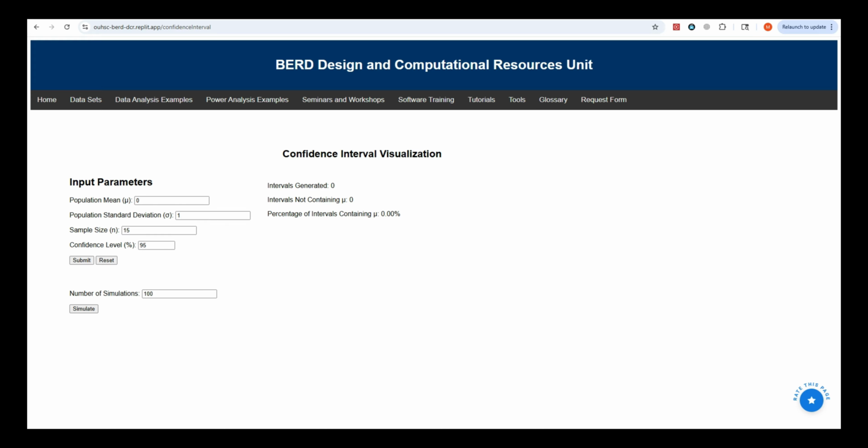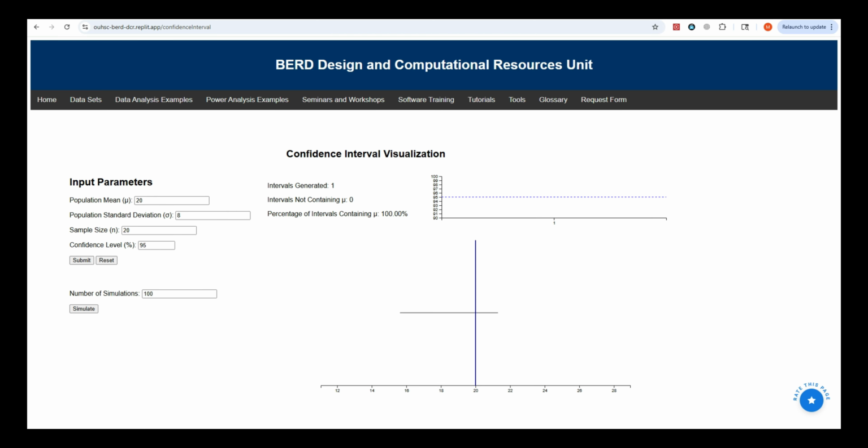For example, if I were to draw a sample from a population with mean 20 and standard deviation 8, and perhaps I want to take samples of size 20 and construct a 95% confidence interval. When I click submit, that generates my 20 observations from a population with these characteristics, and it plots the lower bound and upper bound of that confidence interval on this plot. The vertical blue line corresponds to the true population mean, which is at 20, and you can see that this interval captures the true mean of interest.